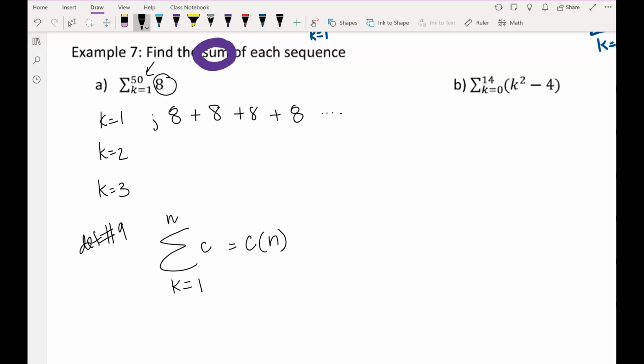We're not going to sit here and add 850 times on the test. What if I go to 9,000 times? You're not going to sit here and punch in 9,000 times. So we can use a formula. Your C is 8, and your N is 50. We can multiply that out. So if we sit here and add 8 all the way to 50 times, we should get an answer of 400. 400 is the sum.